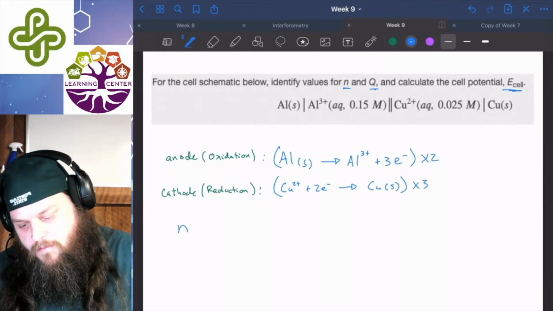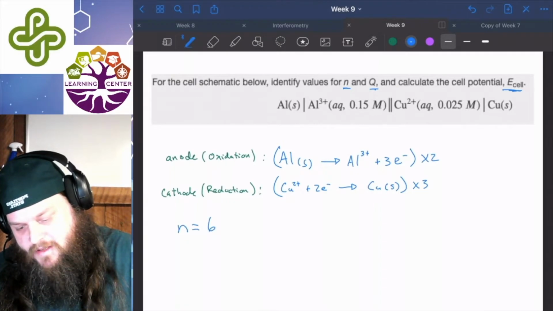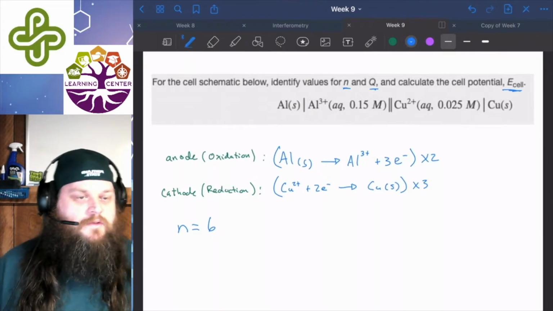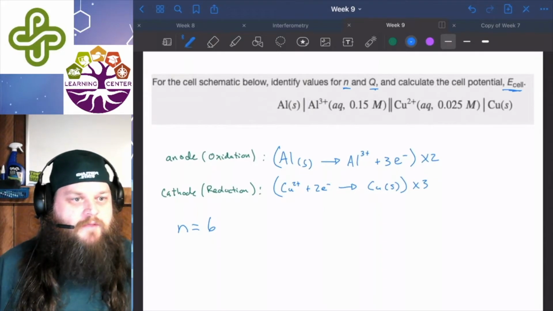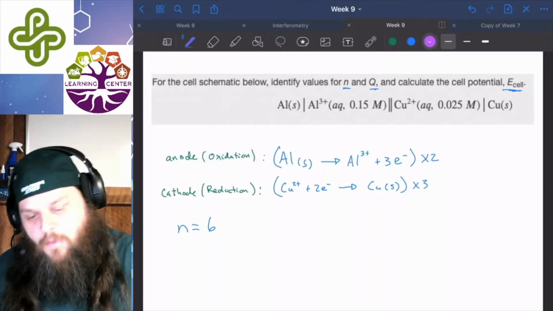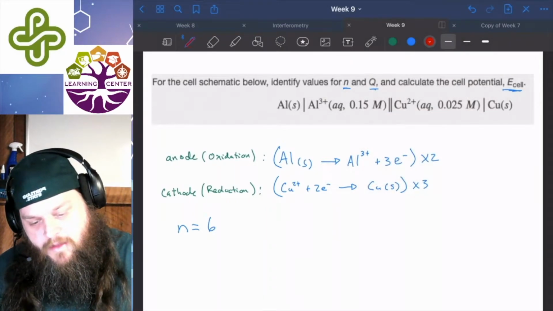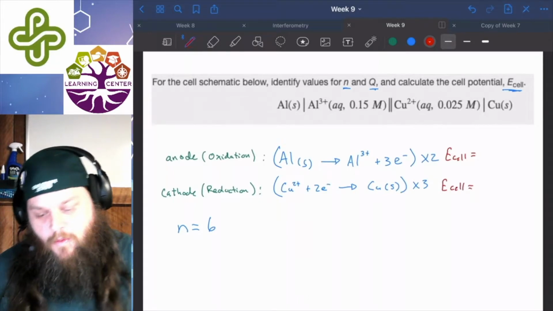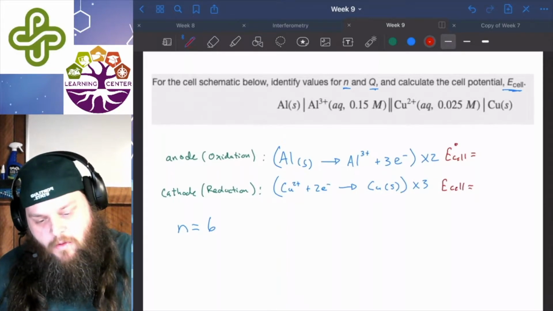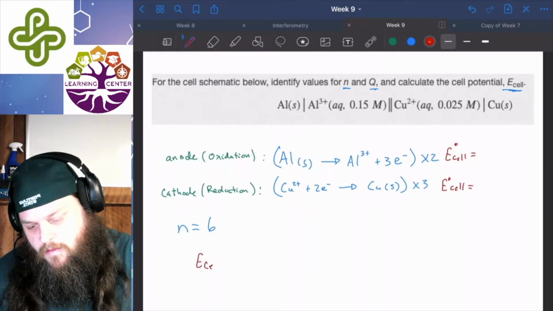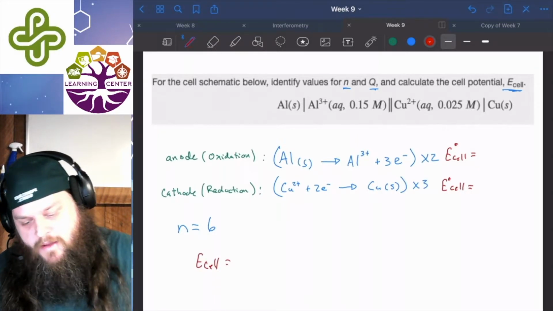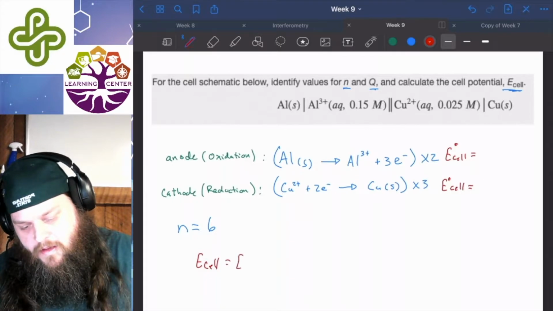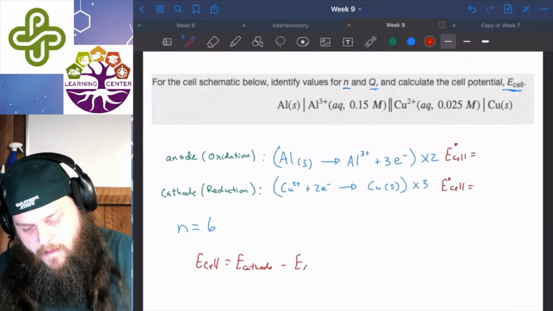N is going to equal 6, because there's a total of 6 moles of electrons being transferred in this reaction. So now we have to look up the cell potential for both these half reactions. And if you remember, we can find the cell potential of the total by subtracting the E of the cathode minus the E of the anode.